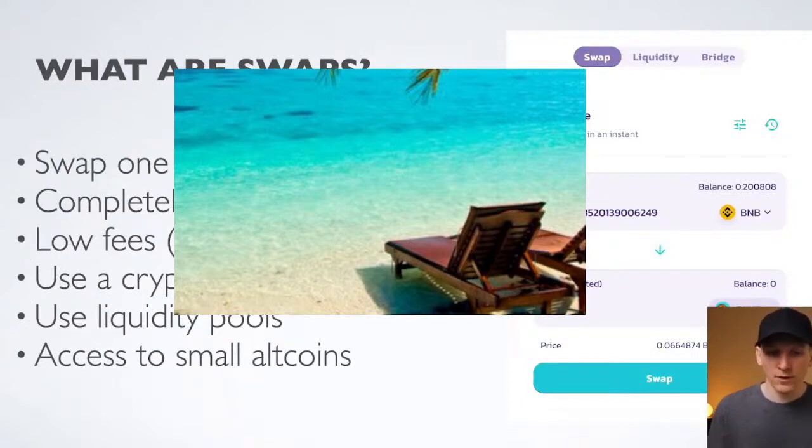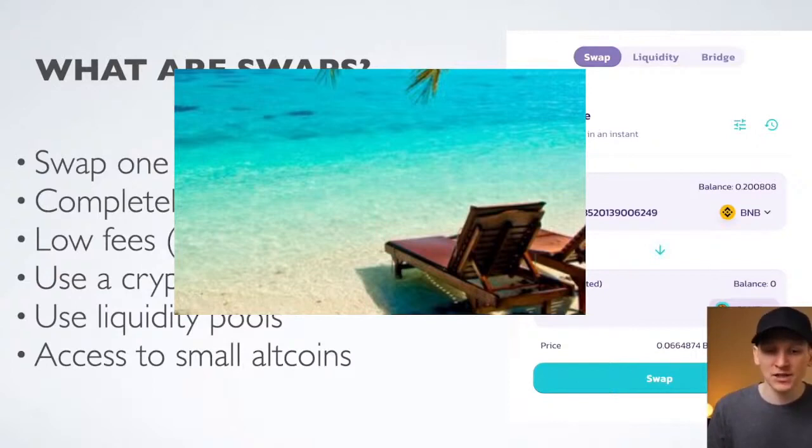What are swaps then? You can see right here, this is a swap. You can swap one token for another in a completely decentralized way. The fees are way, way lower, so that's definitely an advantage of a DEX. You have to use a crypto wallet though. This is not a company that is providing you a service. It's simply a computer protocol, and you need a crypto wallet and coins in a wallet to actually go ahead and swap. And the way that you swap is through a liquidity pool. So people put all of their coins in, and then you can swap in and out of that pool. This is PancakeSwap right here.